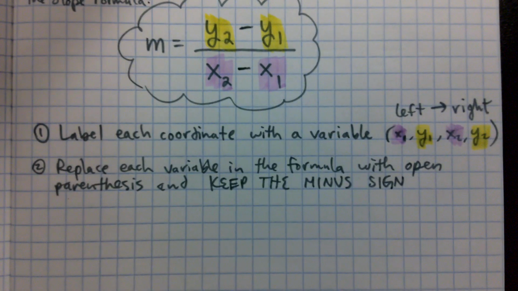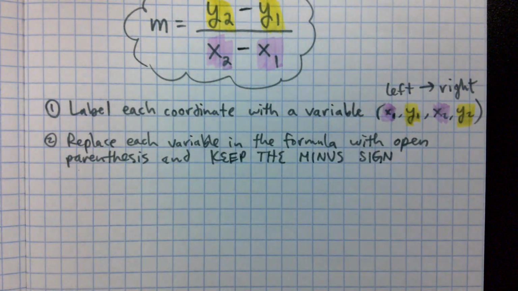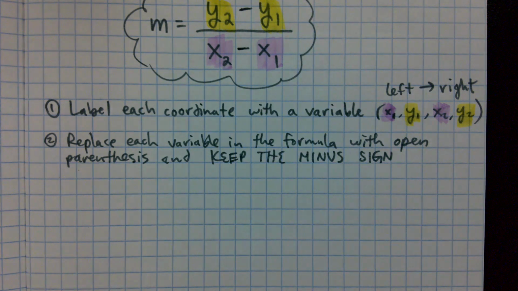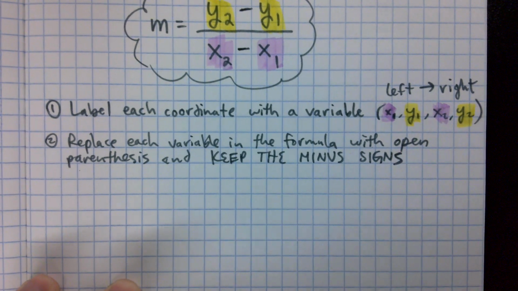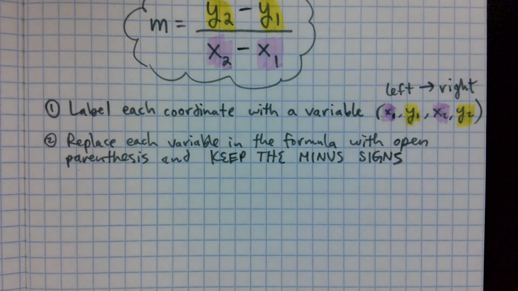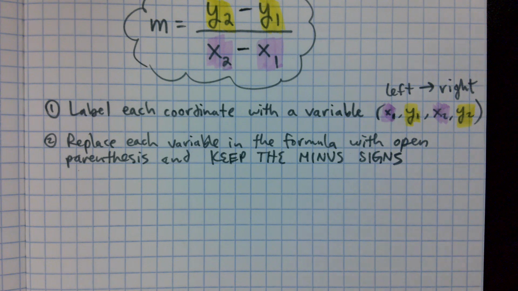Step 2, we need to replace each variable in the formula with open parentheses and keep the minus signs. We'll see what that means once we get to it. We're just getting these steps down first. The reason why I like doing these steps for all these lessons is so that if you get stuck on one of these problems, let's say on a homework or a test, you can just follow this step by step and basically reteach yourself these ideas. Now, I know that's easier said than done, and it does take some practice.